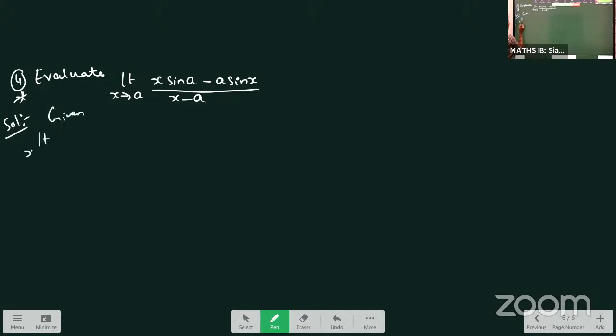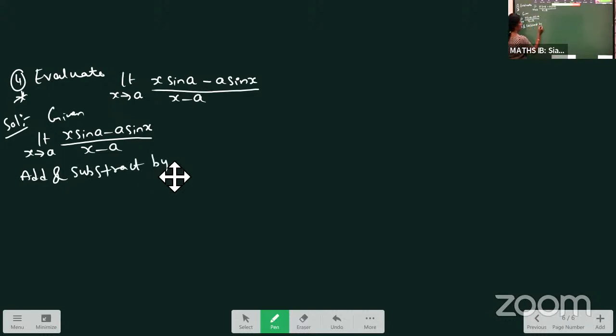Limit x tends to a, x sin a minus a sin x by x minus a. In this, we have to add and subtract because there is nothing related to the formula. So we have to simplify by adding and subtracting a term. Add and subtract the term a sin a in the numerator.